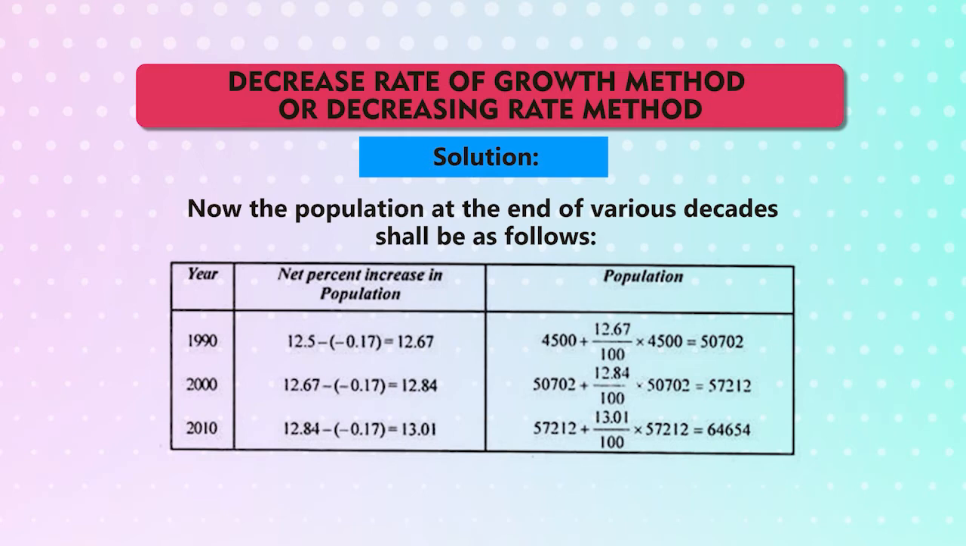So the population calculation is 50,702. In case of 2000, the answer comes to 57,212. For 2010, we are taking only one decade in comparison to 2000. So again, in a similar way we can get the value of the forecasted population, 64,654.